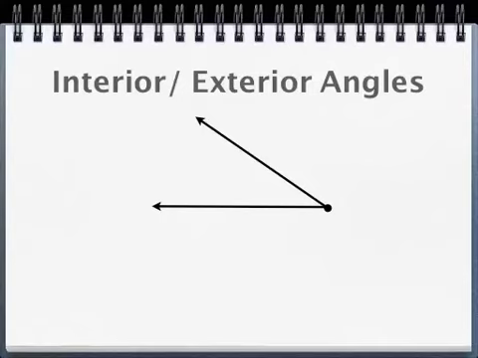When we're talking about the interior and the exterior of angles, the interior is the space in between your 2 sides, and the exterior is the space on the outside of the 2 sides. Here I've labeled the interior and the exterior of this angle.